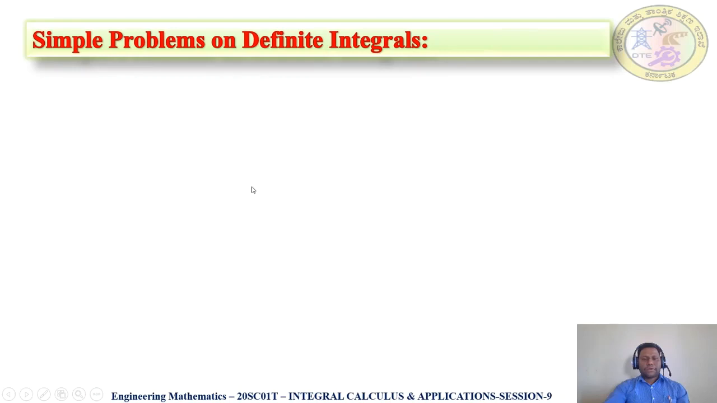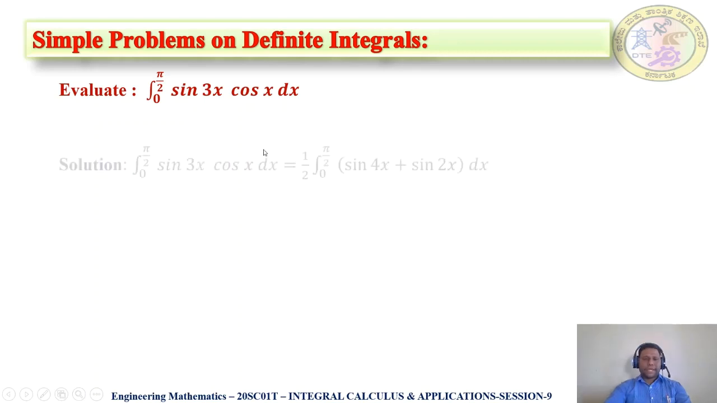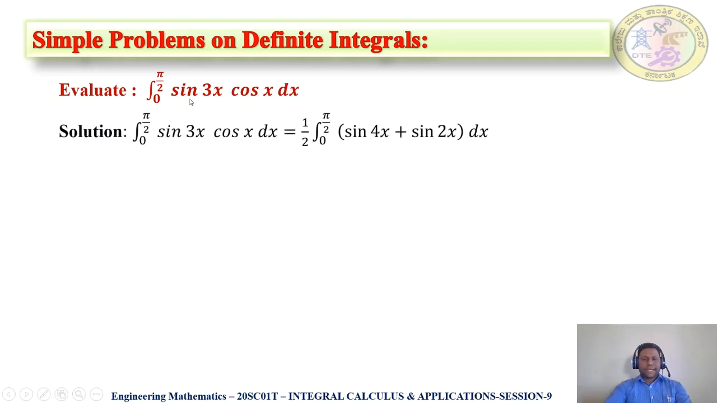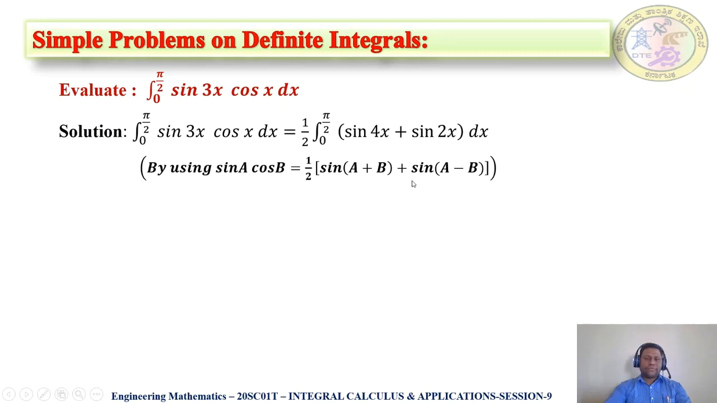Now we are moving on to another type of problem: evaluate the integration from 0 to pi by 2 of sin 3x cos x dx. This problem can be done by the transformation formula. We know the formulas for sin A cos B, cos A sin B, cos A cos B, and sin A sin B. Sin A cos B is 1 by 2 times sin of A plus B plus sin of A minus B. That is the formula we know.